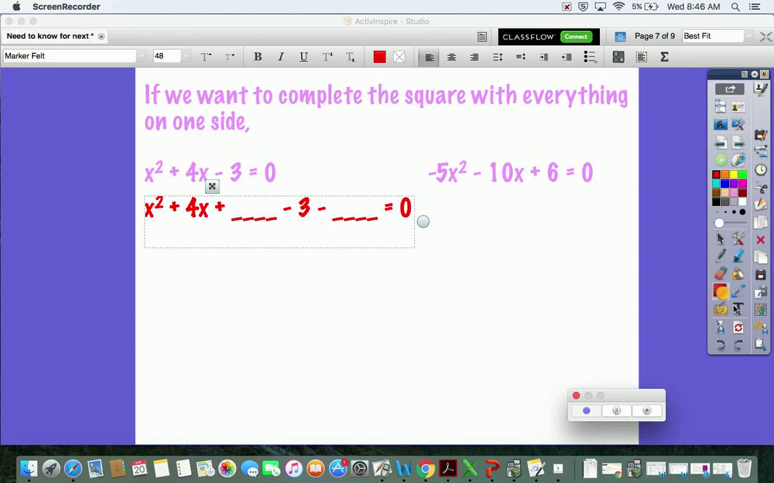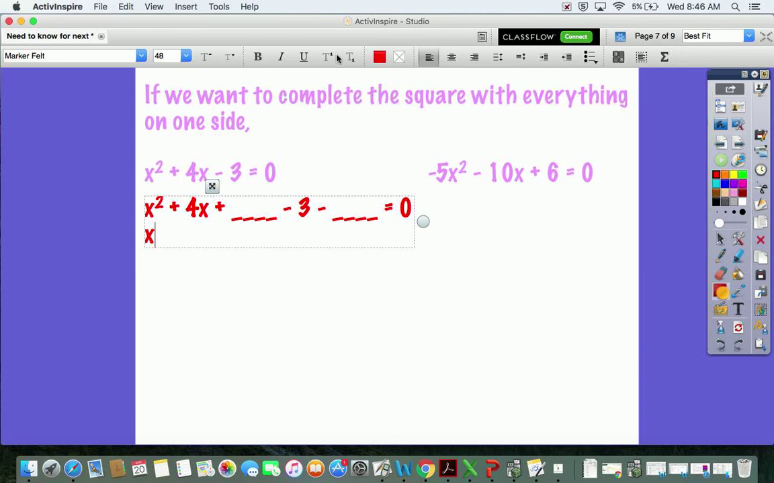So you still go through the same process. You still take half of b and square it. So our b is 4. When you take half of 4 and square it, you get 4. So you add that to the first part, and then you subtract it from the other side.